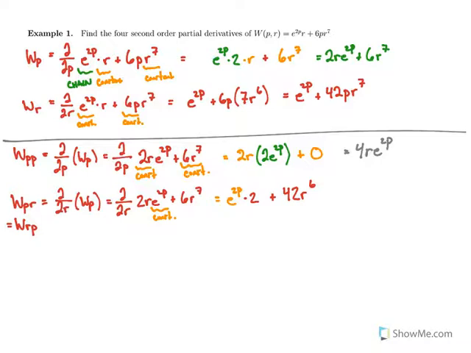Let's verify this is the same thing as w sub rp by just doing that calculation real quick. So w sub rp is going to be the partial with respect to p of w sub r, the partial with respect to p of e to the 2p plus 42p r to the 7th. And note that this r to the 7th is a constant. So the derivative here should be a normal derivative. e to the 2p is 2e to the 2p. And then that r to the 7th is a constant. 42 is a constant.